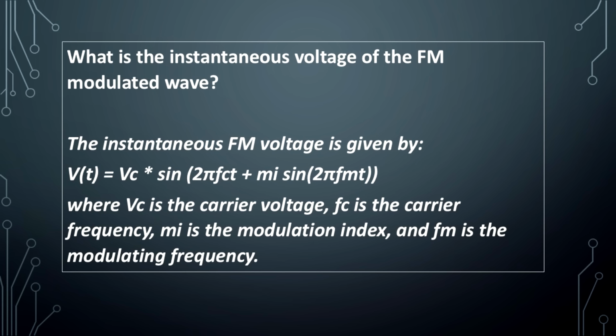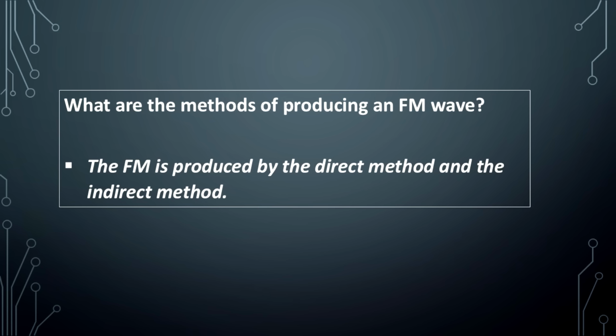What is the instantaneous voltage of the FM modulated wave? The instantaneous FM voltage is given by Vt equal to Vc into sin(2π fc t plus MI sin 2π fm t), where Vc is the carrier voltage, Fc is the carrier frequency, MI is the modulation index and Fm is the modulating frequency.